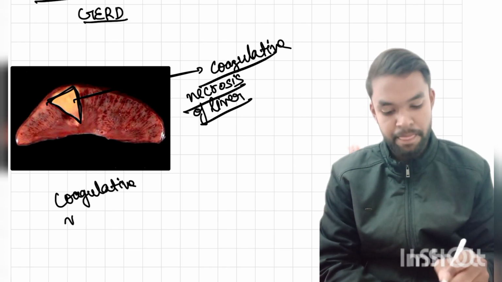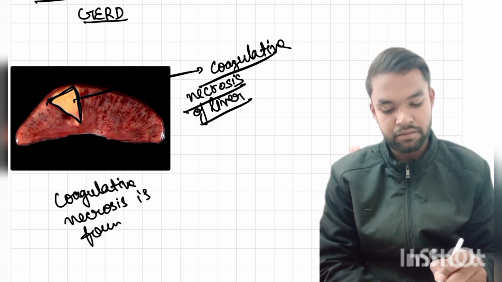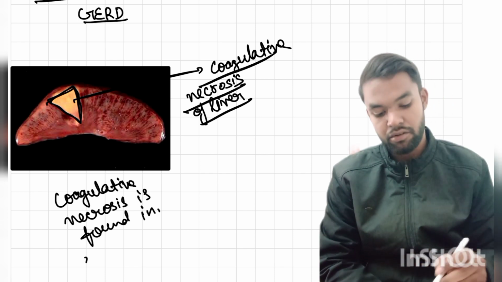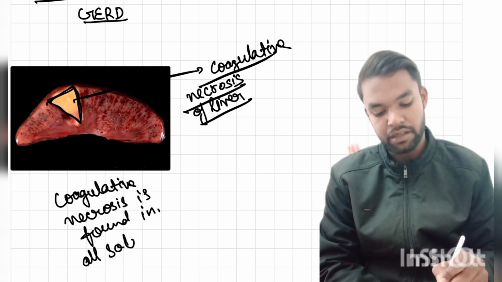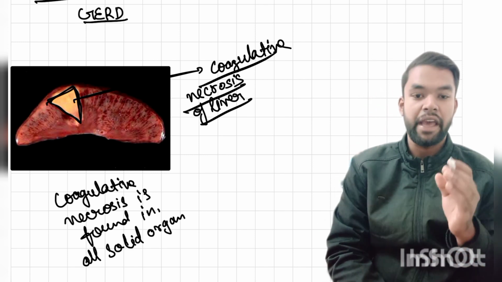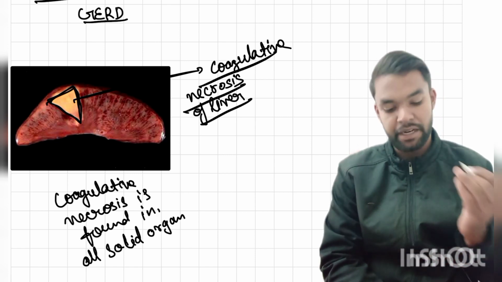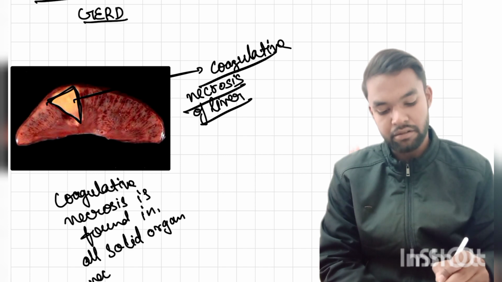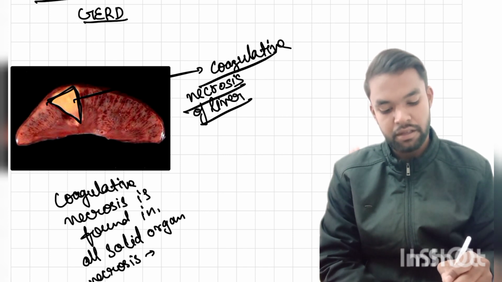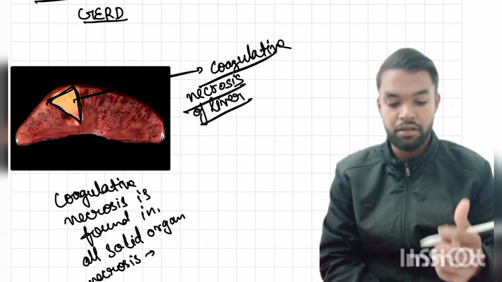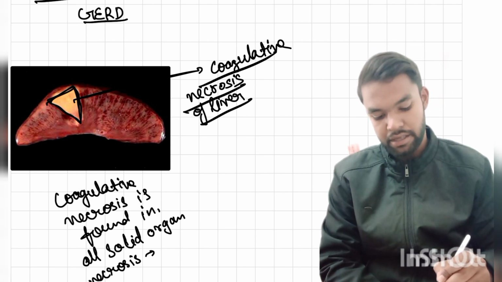Basically coagulative necrosis is found in all types of solid organ infarcts except brain infarct. So basically, every type of solid organ infarct includes coagulative necrosis except our brain infarct. Except our brain infarct, which basically shows which type of necrosis? Very good. Liquefactive necrosis. Except brain.